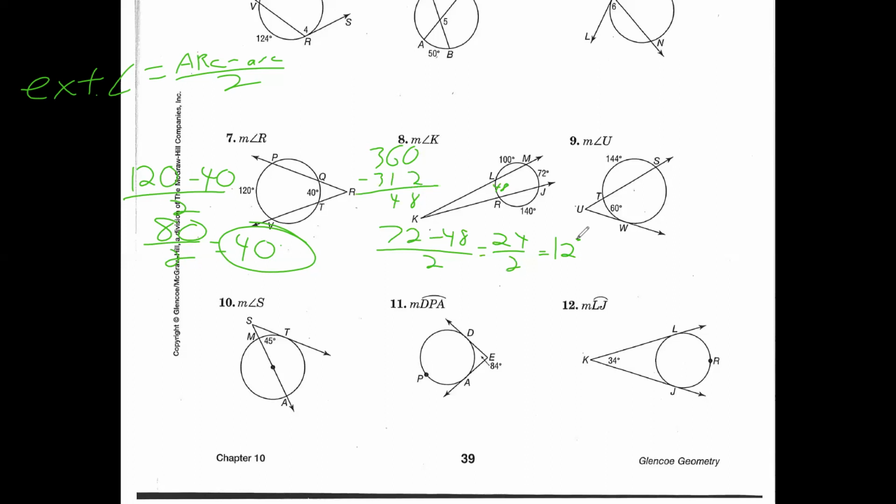So 48. I have these 3 pieces given to me. All of them have to add up to 360. So I subtracted those 3 pieces. First, I added those 3. So I got 312. Subtracted it. 48 was the leftover piece.